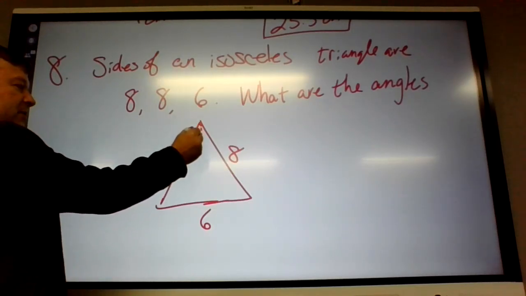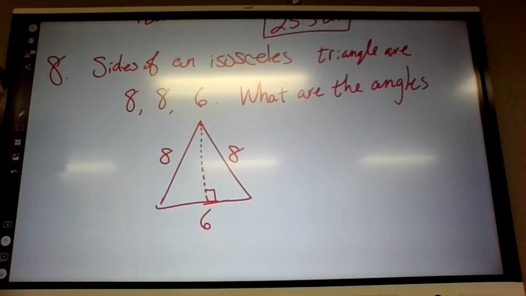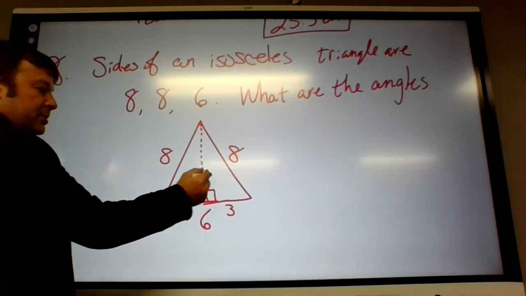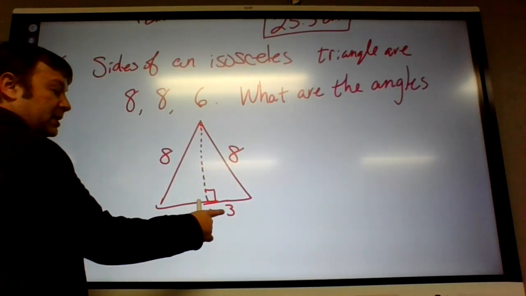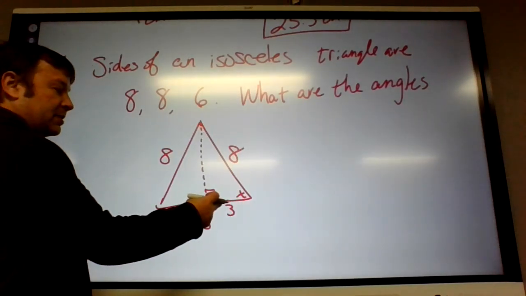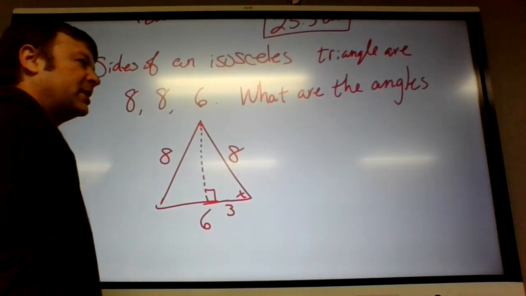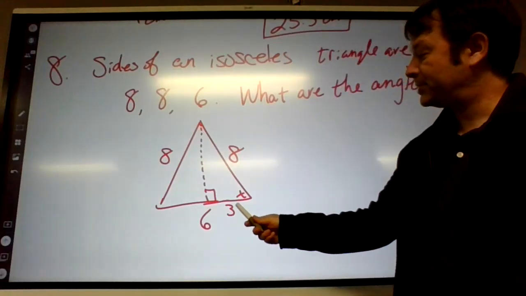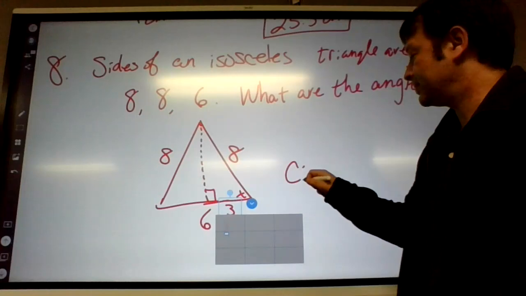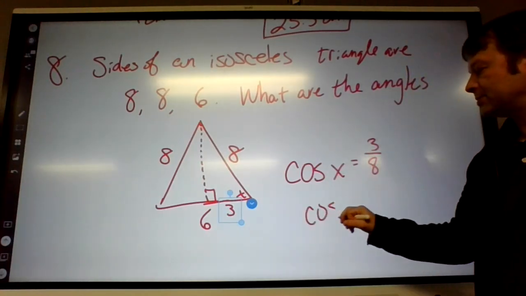If you draw in the altitude, it creates 2 right triangles. It splits this into 2 congruent right triangles, so this would be a 3. And instead of using the law of cosines, that big one, you can use the much easier SOHCAHTOA. Either way, it's fine though. It doesn't matter. But if we use SOHCAHTOA, this angle relative to this side is adjacent over hypotenuse. Another cosine.